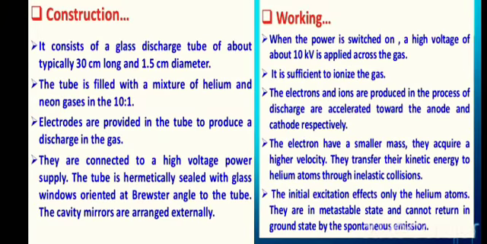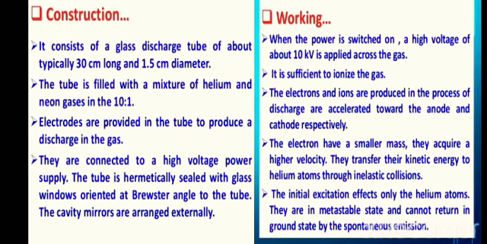Construction. It consists of a glass discharge tube, typically about 30 centimeters long and 1.5 centimeters in diameter. The tube is filled with a mixture of helium and neon gases in the ratio of 10:1. Electrodes are provided in the tube to produce a discharge in the gas. They are connected to a high voltage power supply. The tube is hermetically sealed with glass windows oriented at Brewster angles to the tube. The cavity mirrors are arranged externally.